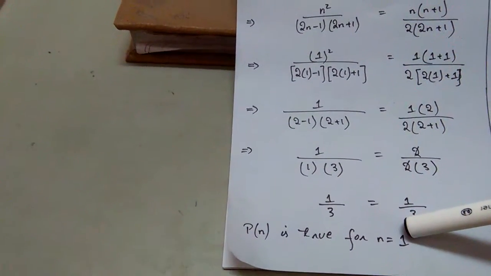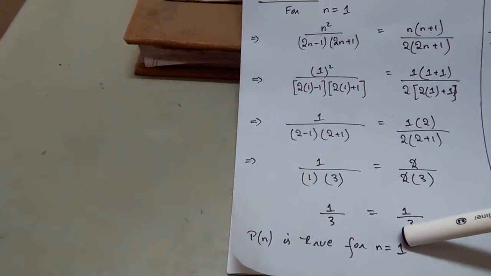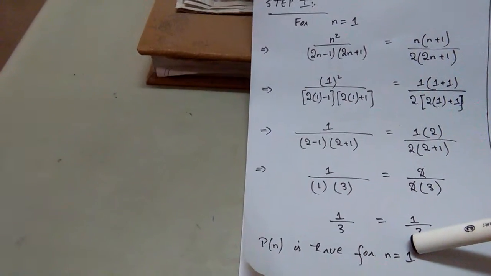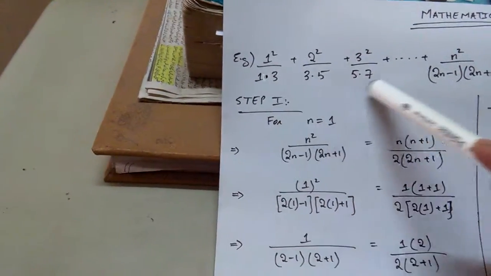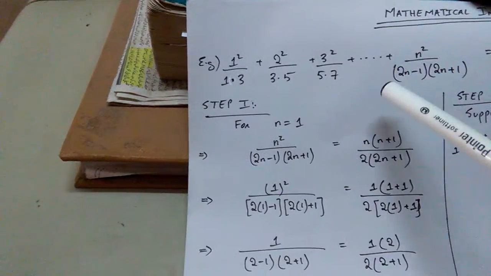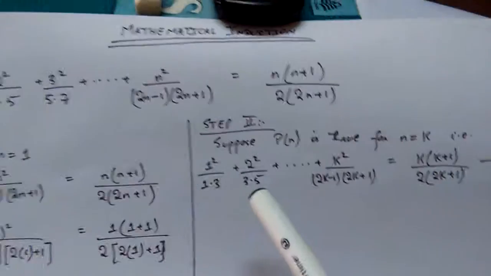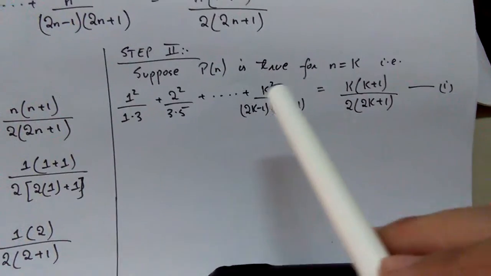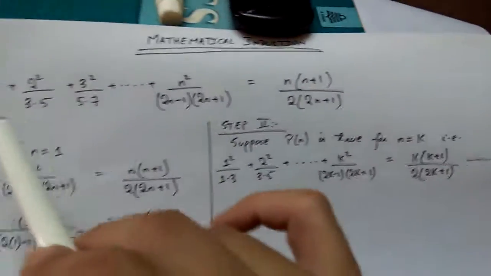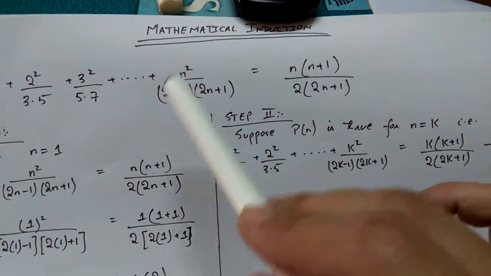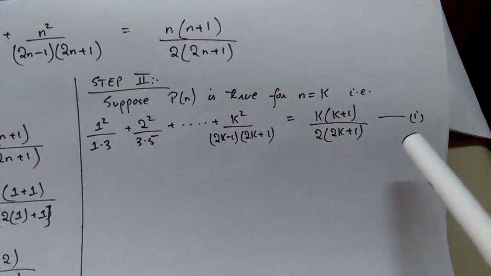Okay, we have just broken the ice in that way, that for the first natural number, this series is satisfied. This series is equal to this. Now in the next step, we are going to put down the hypothesis that suppose your P of n is true for n equals to k. So wherever you have your n in this question, you just substitute n equals to k there, and it looks like this, and you just name it equation number 1.